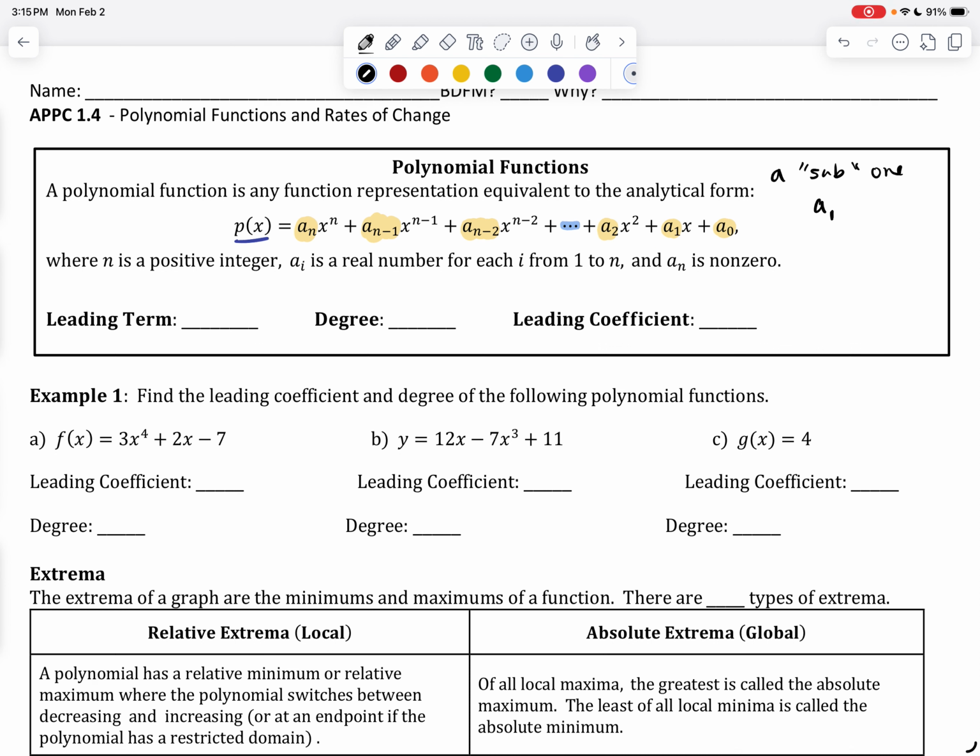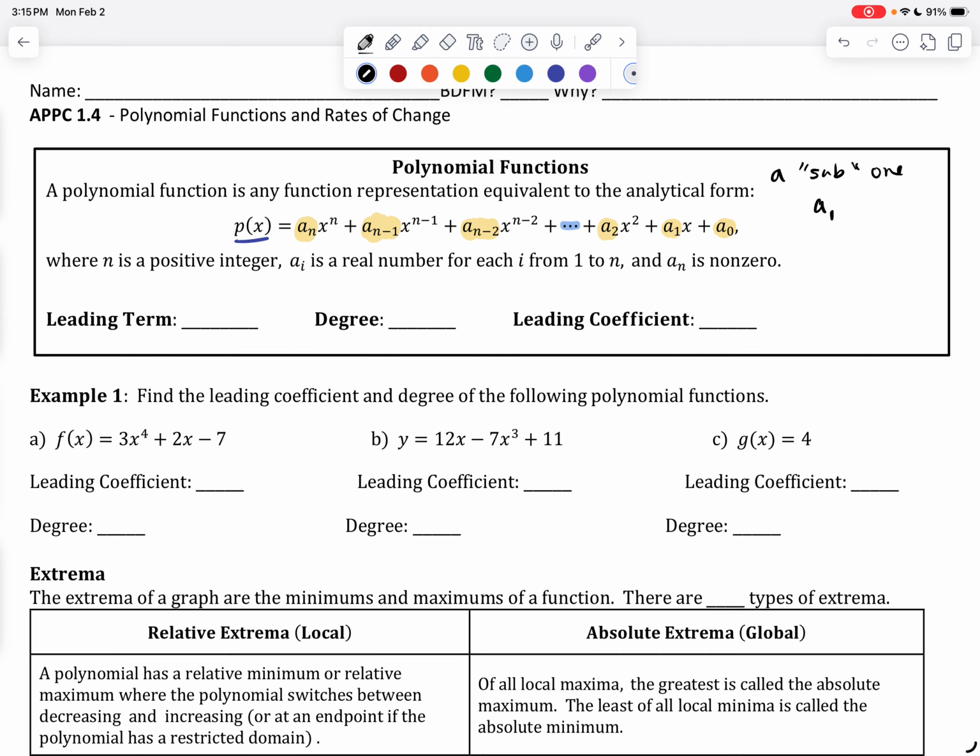So this is what we call sequence notation. So these are a sequence of real numbers, a sub i for any index, 1 through n, n being the largest index, where a sub n is non-zero, because if this first coefficient was 0, then we'd multiply x to the nth power by 0, and this term would just be 0, meaning it wouldn't be an nth degree polynomial, it would be an n minus 1th degree polynomial. So this coefficient, it's really important that it does exist as something other than 0.